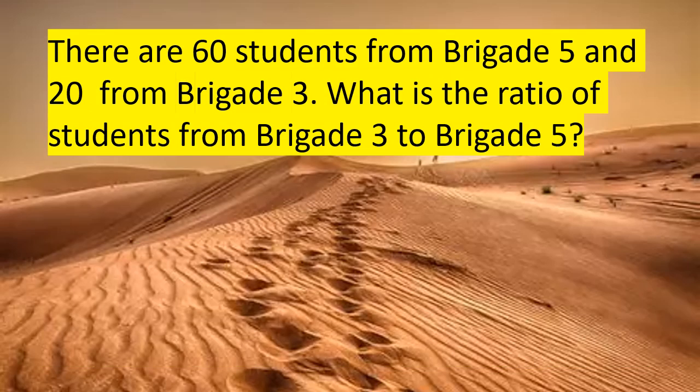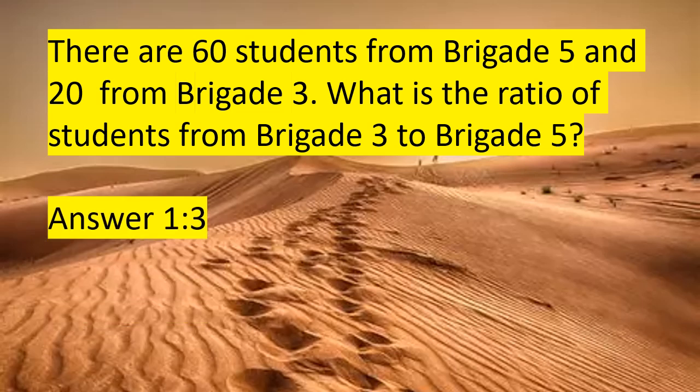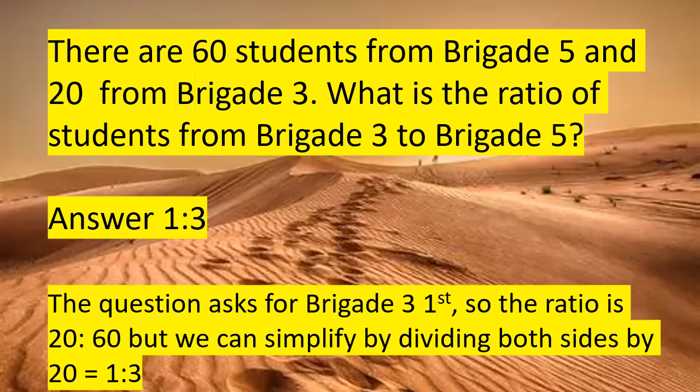There are 60 students from Brigade 5 and 20 from Brigade 3. What is the ratio of students from Brigade 3 to Brigade 5? The answer is 1:3. The question asks for Brigade 3 first, so the ratio is 20:60. But we can simplify by dividing both sides by 20, so it becomes 1:3.